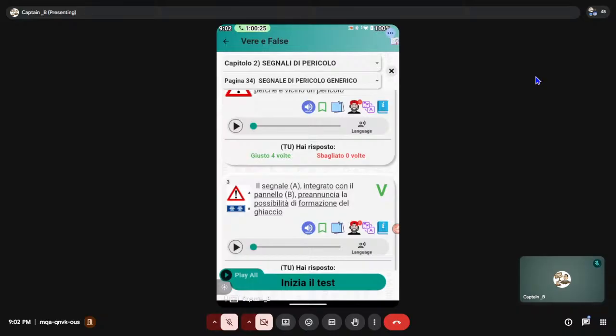Yes, it is true. If you look at the sign, A is on its own with no specific sign, but under it, B now gives us a specific sign. Though it was unknown, now we know that there's going to be ice, so pay attention. Yes, it is true. È vero. A and B can stay together.